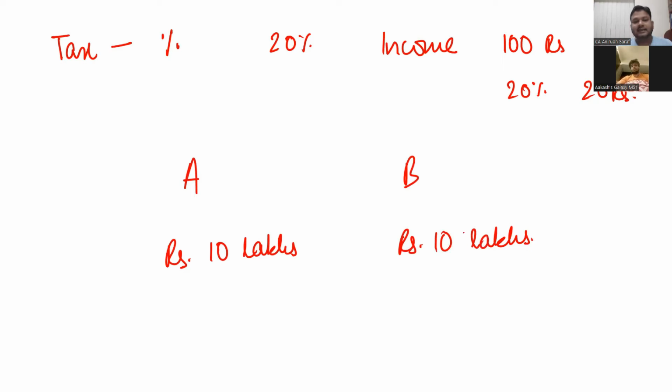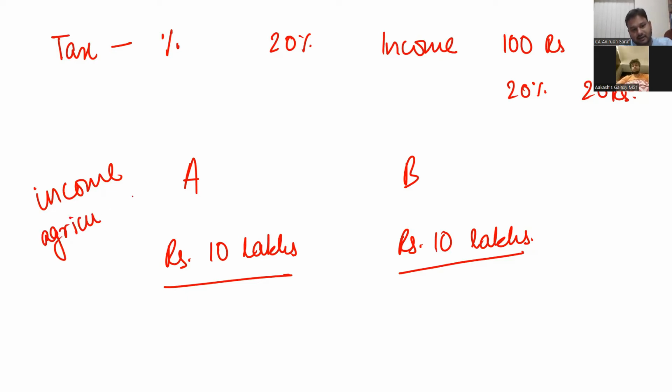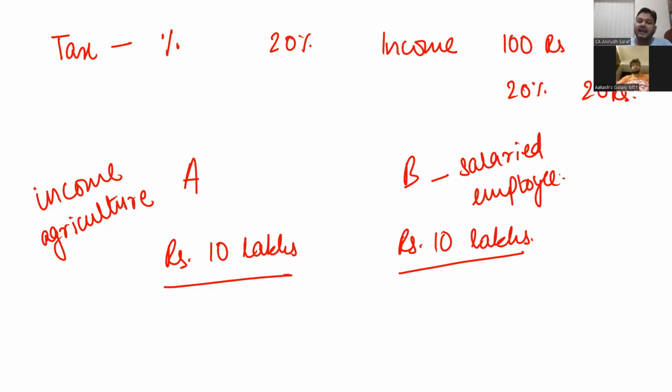It is possible that the government does not collect tax from this person and collects a 20% or 30% tax from this person. Why? Because both are earning 10 lakh, but this person's source of income is agriculture. A is a farmer and this person is a salaried employee in a private company. So in India, there is no income tax on agriculture. Agriculture is exempt from income tax.